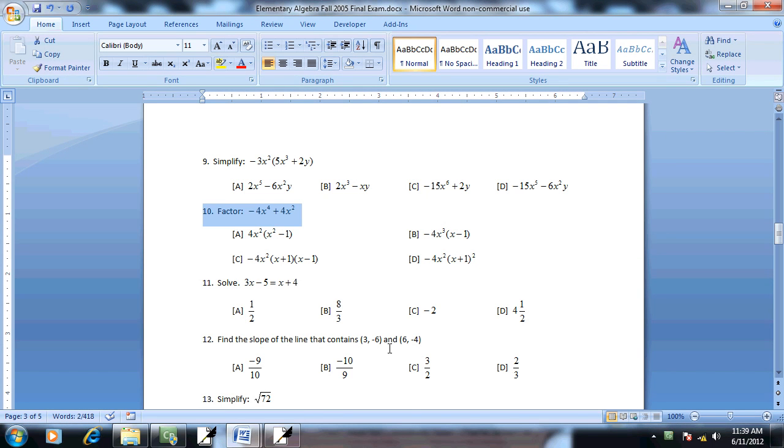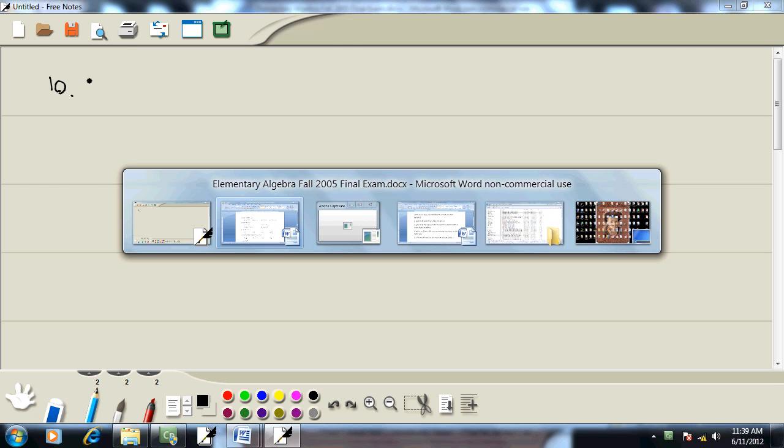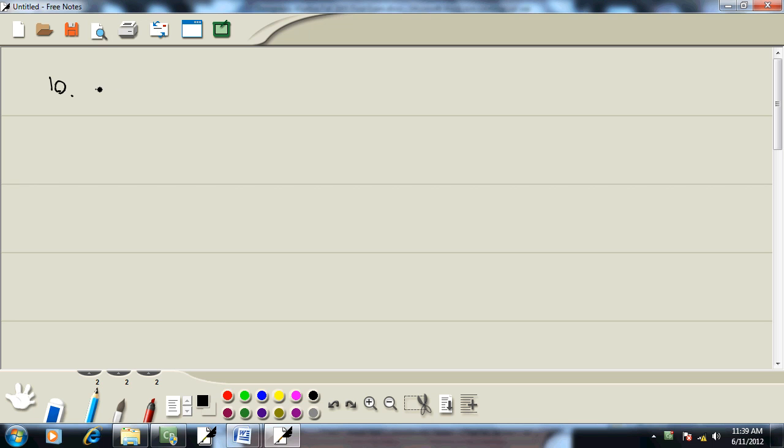Let's look at our 10th example. Factor negative 4x to the fourth plus 4x squared. So negative 4x to the fourth plus 4x squared.